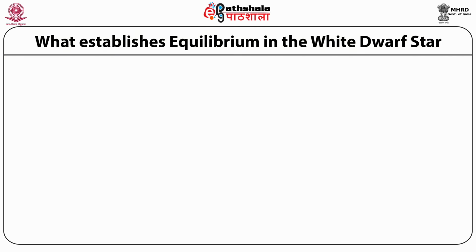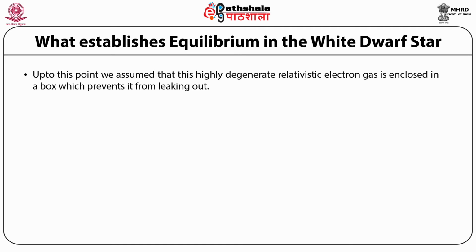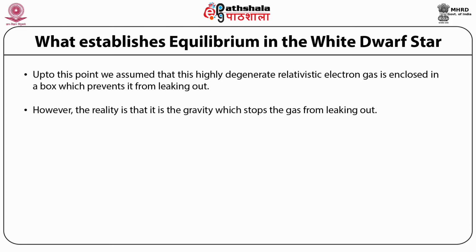So now let's see what establishes equilibrium in the white dwarf star. Up to this point, we assumed that this highly degenerate relativistic electron gas is enclosed in a box which prevents it from leaking out. However, the reality is that it is gravity which stops the gas from leaking out. So, equilibrium implies that Pauli pressure must be equated with gravitational pressure.